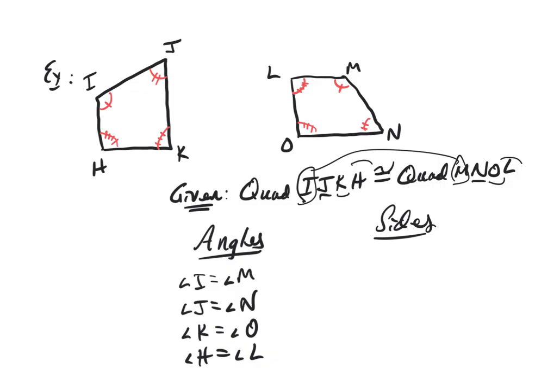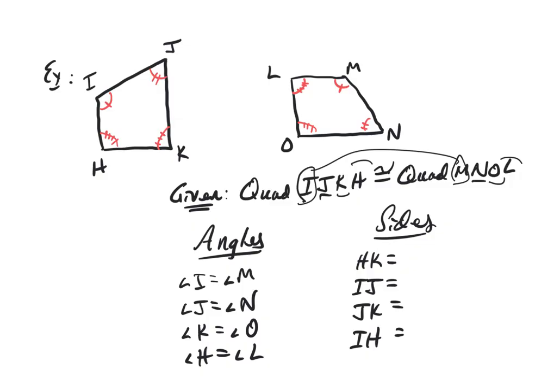Then the sides, I'm just kind of looping around here. In fact, I'm going to purposely do them out of order. So I'm just trying to randomly grab these. So HK, IJ, JK, IH. So I'm just trying to randomly grab the sides from one of the quadrilaterals. And now I'd like you to pair those up with the corresponding sides from the other.